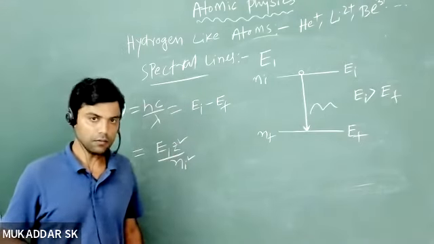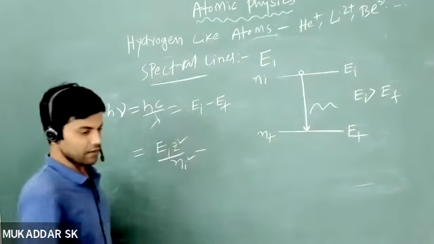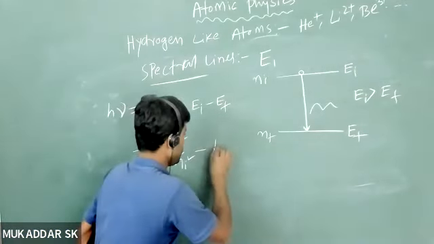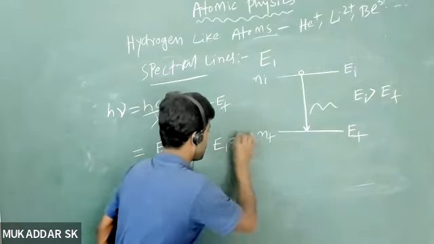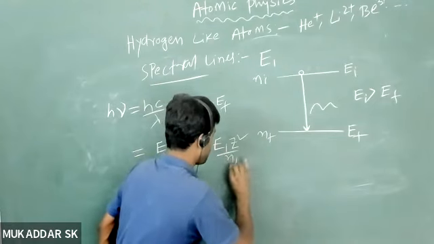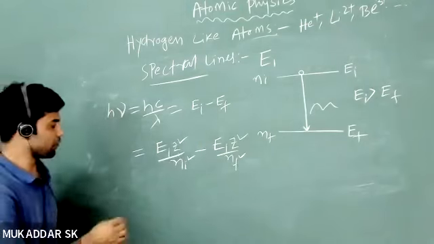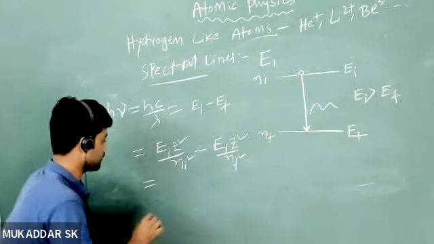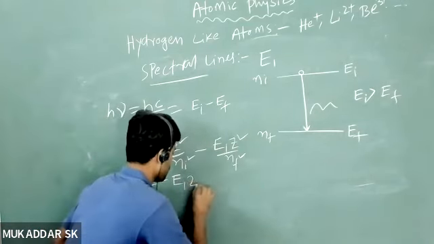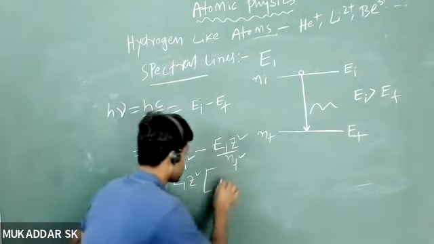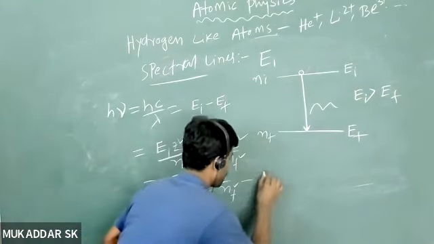Okay, so these are the energies. Also, you can write the final state energy in terms of the ground state energy, that is E1 Z square divided by NF square. Now if you take minus E1 Z square common, then what will you get? You will get simply minus E1 Z square into 1 by NF square minus 1 by Ni square.